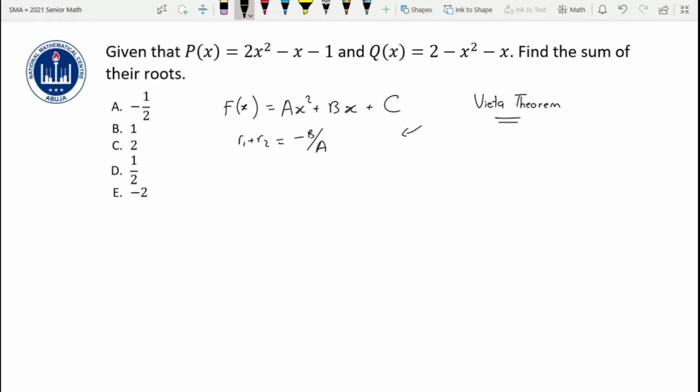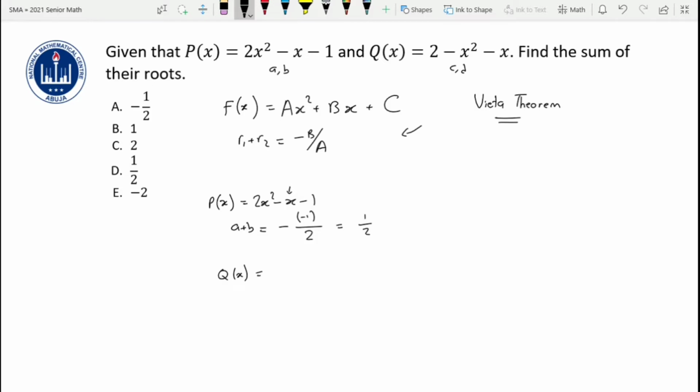So let's say the roots of p of x are a and b, and the roots of q of x are c and d. We'll start by looking for what a plus b is. We have that p of x is 2x squared minus x minus 1, and therefore the sum of the roots, which is a plus b, is going to be minus the coefficient of x, which is minus 1, so that will be minus minus 1, divided by the coefficient of x squared, which is 2, that's over 2 here. And therefore the sum of the roots of p of x is going to be 1 over 2.